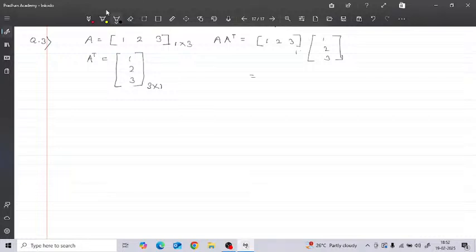That is 1 cross 3, that is 3 cross 1. So the order of their product is 1 cross 1. It means only a number, a scalar. So 1 into 1 is 1, plus 2 into 2 is 4, plus 3 into 3 is 9. So that is 14.